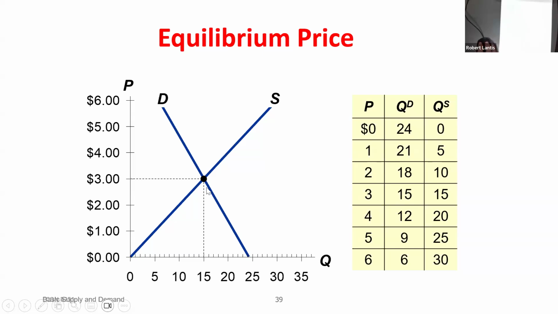Okay? So we can get that information from a market graph of supply and demand, or from a supply and demand schedule. Okay, so here our equilibrium price was 3, and the resulting equilibrium quantity would be 15. Any questions on that idea?